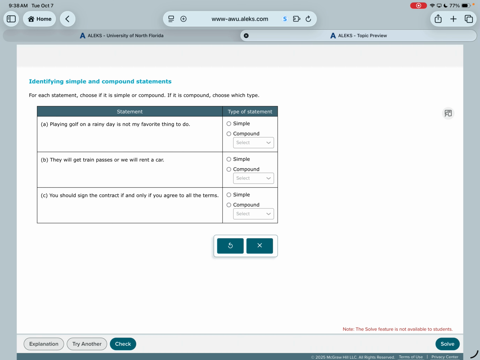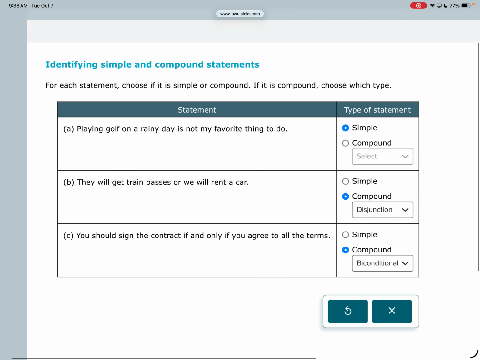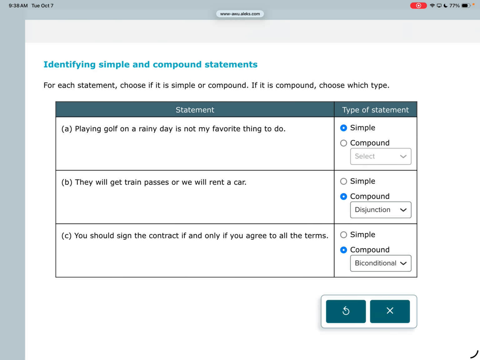All right, playing golf on a rainy day is not my favorite thing to do. So the only thing that can be proven true there, this is kind of tricky on this one, but the only thing that can be proven true there, I went ahead and solved this. We have the answers and talk about it. Playing golf on a rainy day is the only thing you can do. Like, you could say, are you playing golf on a rainy day? That's true or false. But the favorite thing to do is an opinion, so there is only one thing that can be proven true or false there. But there's only one thing that can be true or false there.